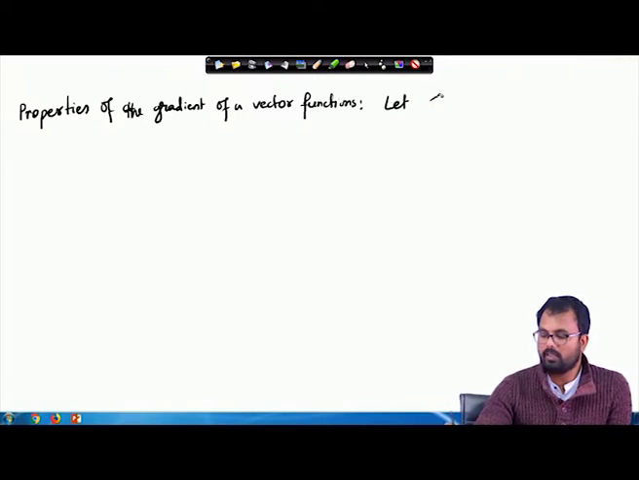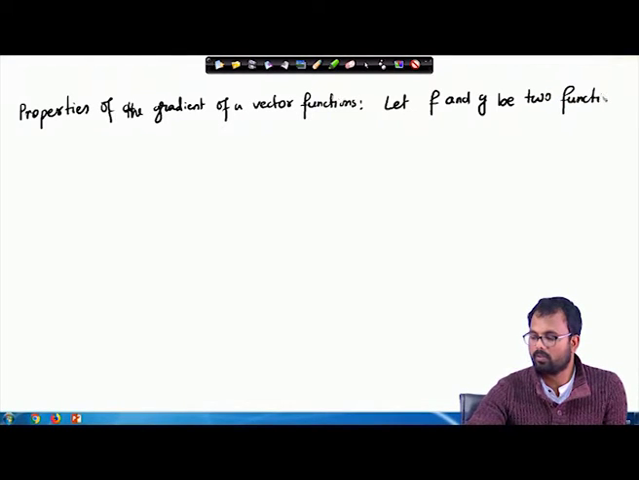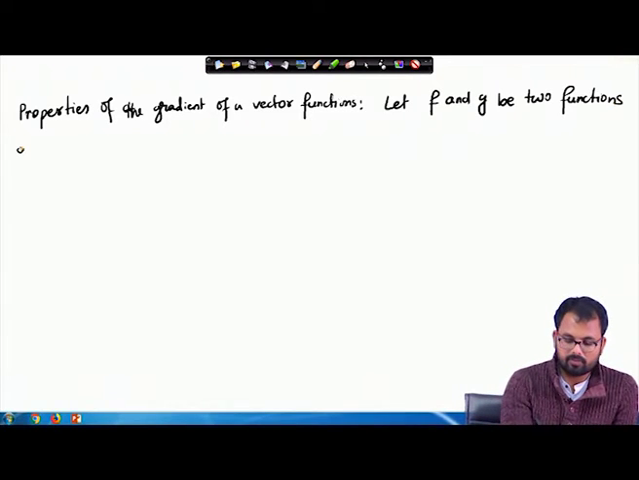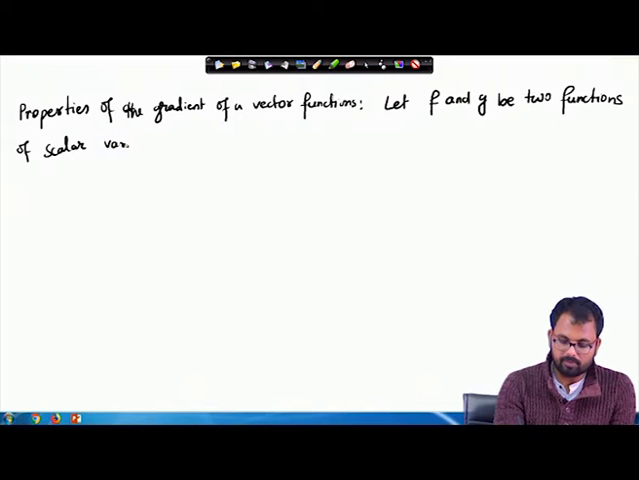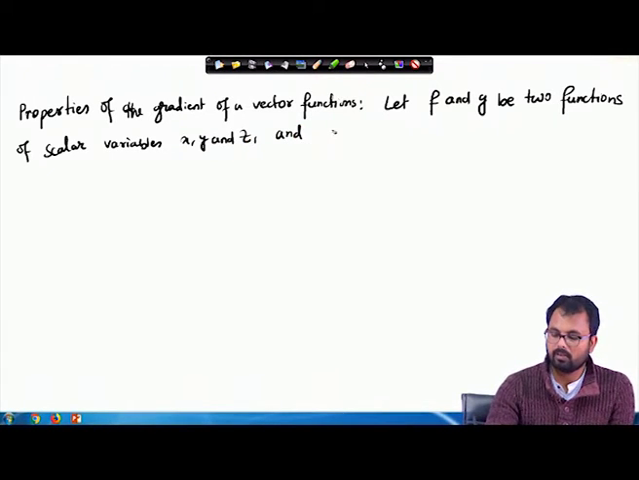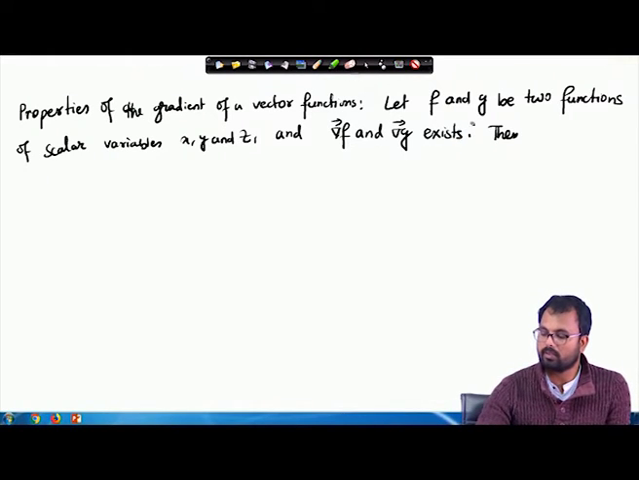So, the statement is: let f and g be two functions of scalar variables x, y and z, and the gradient of f and gradient of g exist. So, they are defined in a way that they exist.